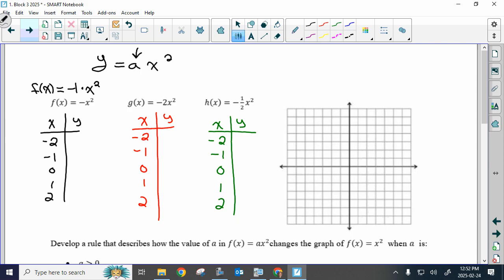What did you get for the y value right here? Let's just make sure you guys are all on the right one. -4. Do you guys understand why it's -4? If you had -1 times -2 squared, do you see that -2 squared would be +4? +4 times -1 would turn it into -4. Try to think about why your calculator is giving you the numbers that it's giving you.